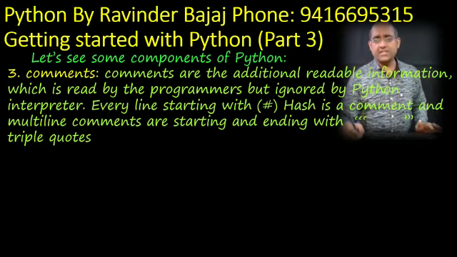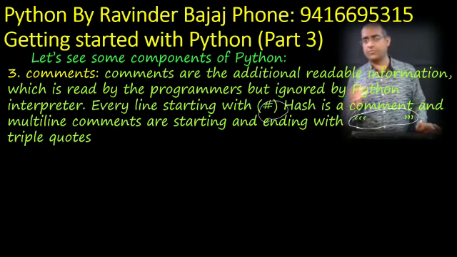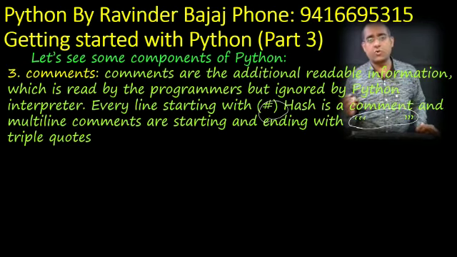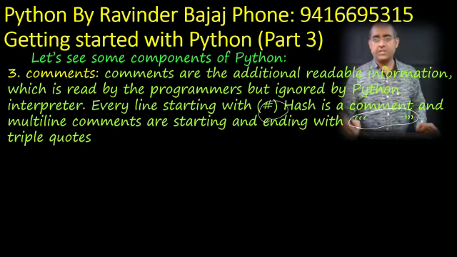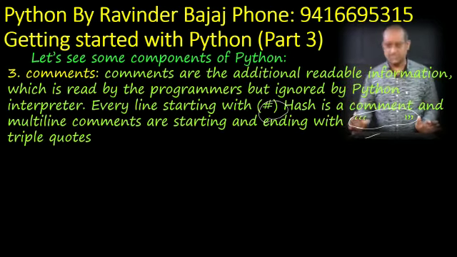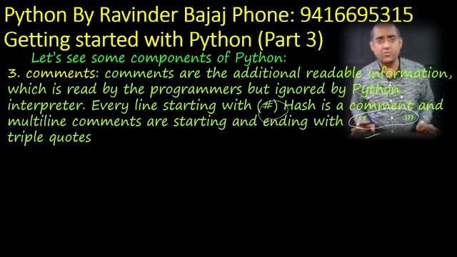If there is a multi-line comment, where you want to write multiple lines, then you can write the paragraph in triple quotes. And if there is only one line, then after a hash, whatever you write will be ignored by the interpreter. And if you are writing something in triple quotes, the whole paragraph will be ignored by the interpreter. So here I'm giving you one example for this.